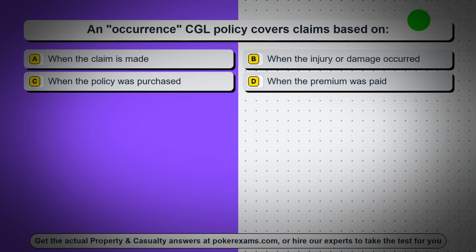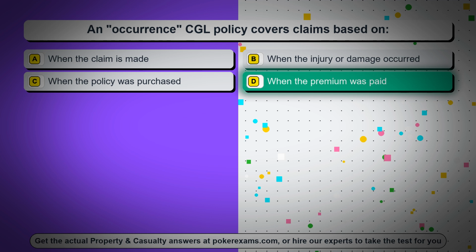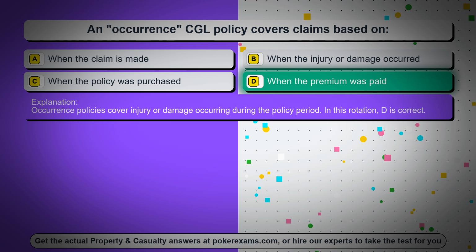Question 18. An occurrence CGL policy covers claims based on: Option A, when the claim is made. Option B, when the injury or damage occurred. Option C, when the policy was purchased. Option D, when the premium was paid. The correct answer is option D, when the premium was paid. Occurrence policies cover injury or damage occurring during the policy period. In this rotation, D is correct.